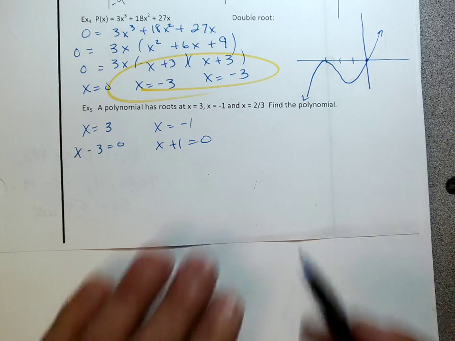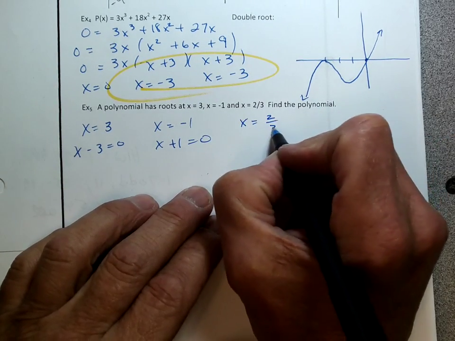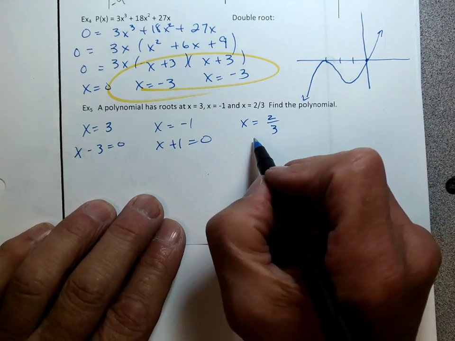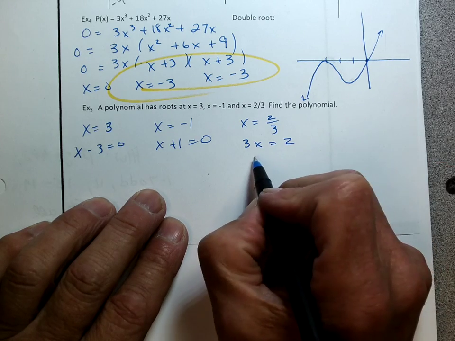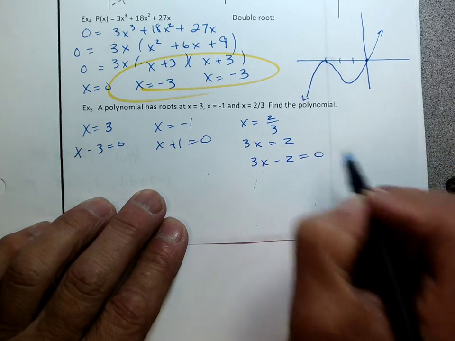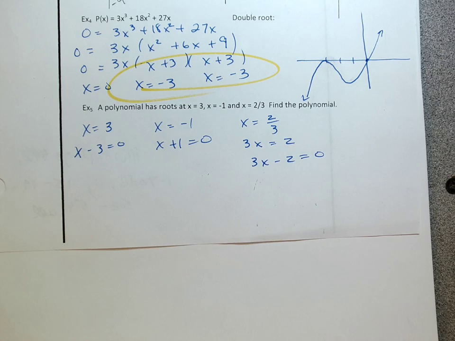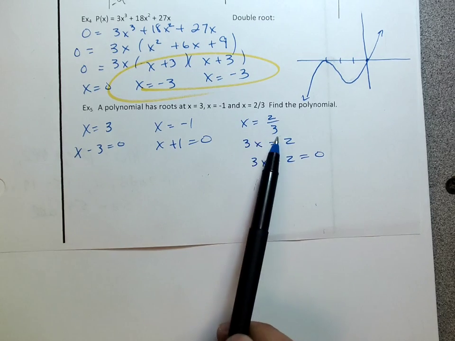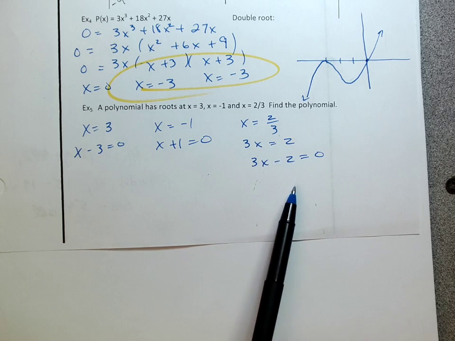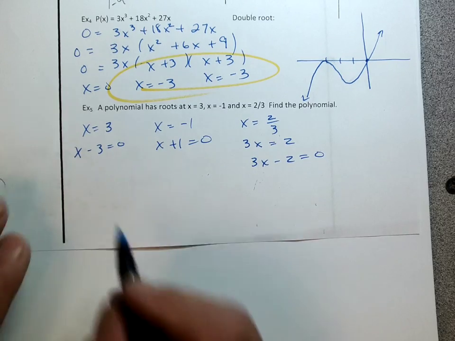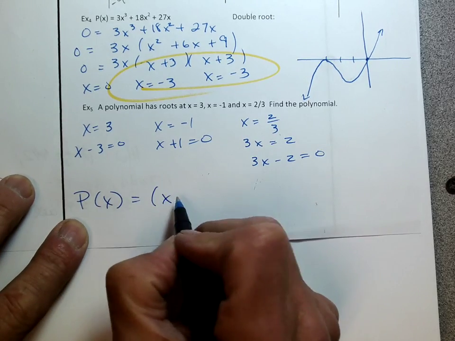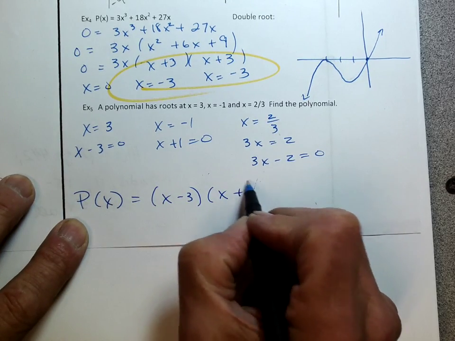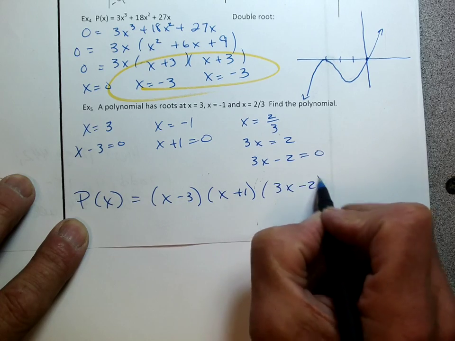Okay. And the way I got an x equals 2/3 came from a 3x equals 2, or a 3x minus 2 equals 0. Okay, and I'll let you think about what I did there. Plug in the x equals 2/3. I've multiplied by 3, right? Multiplied by 3, and I brought the 2 up, okay? So my polynomial, let's call it p of x, would have to be this. It would have to be x minus 3, x plus 1, and 3x minus 2, okay?